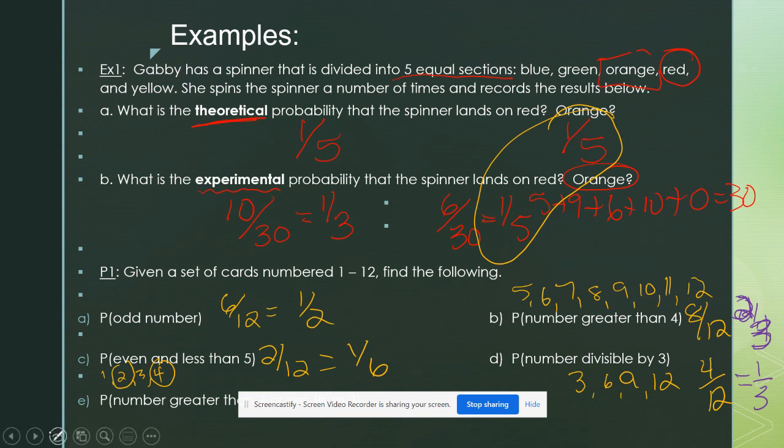The probability of a number greater than 7 or less than 3. So greater than 7 is going to be 8, 9, 10, 11, or 12. Less than 3 is going to be 1 or 2. So if I count that up, it's 1, 2, 3, 4, 5, 6, 7 numbers. So this probability would be 7 twelfths. And I can't reduce that.